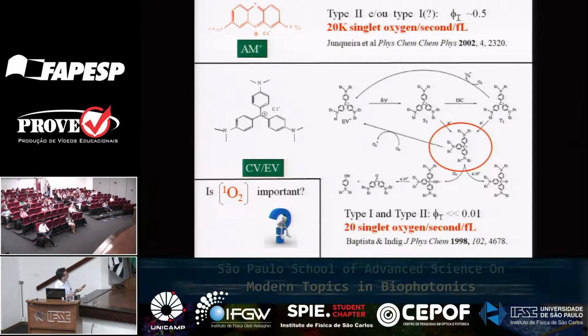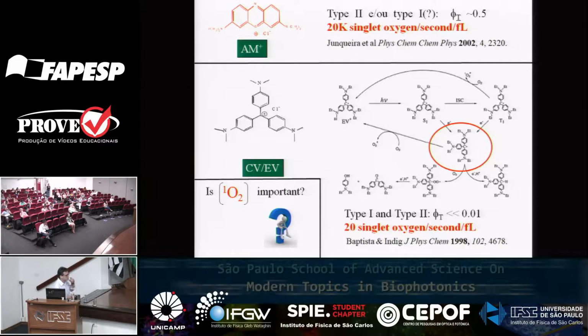One is methylene blue, and it does both type 1 and type 2 reactions, very efficiently, with a 0.5 singlet oxygen quantum yield if there is oxygen. In a certain condition that I'll show data on afterwards, it makes 20,000 singlet oxygen molecules per second per femtoliter, okay? Very efficient.